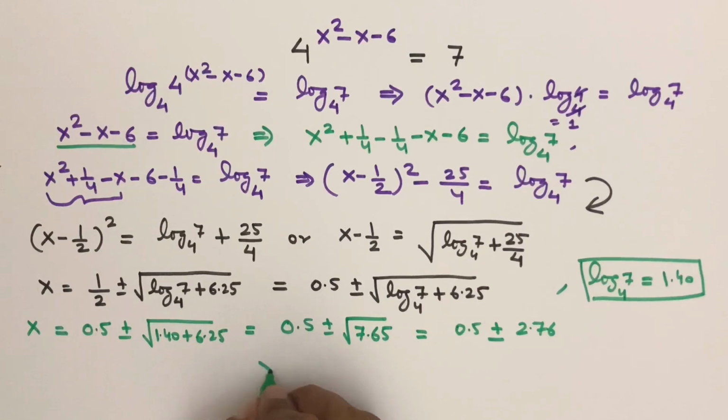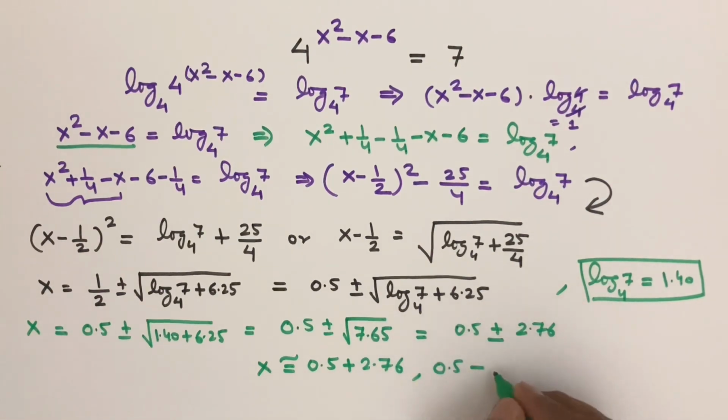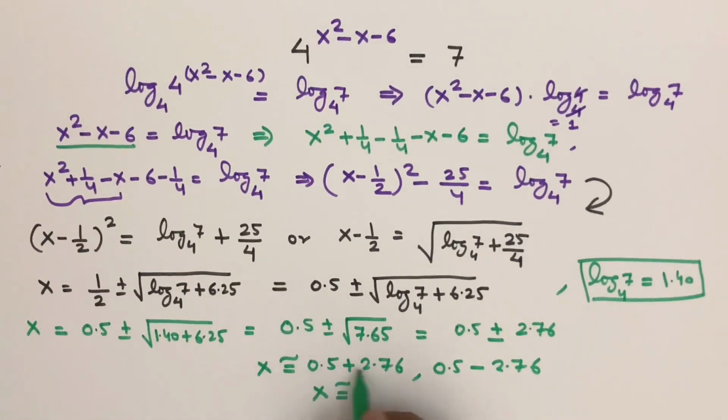This gives x equals two values. One is 0.5 plus 2.76 and another one is 0.5 minus 2.76. So x equals, this is 3.276 and this one is minus 2.26.